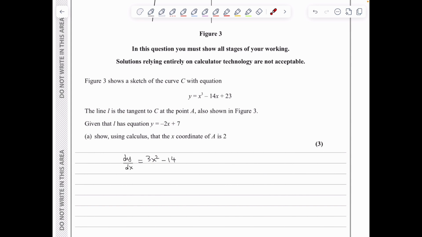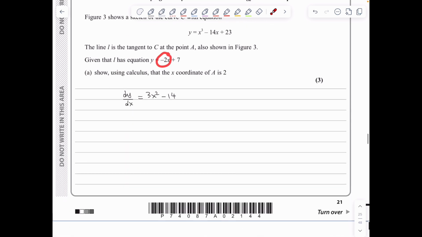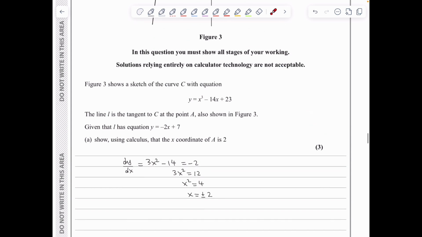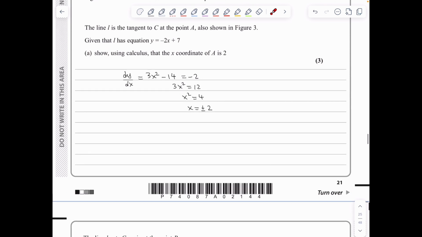And this is giving me the gradient of the curve, and we know that at the point A here, the gradient is negative 2, which is the gradient of the tangent here. So I will be equating dy/dx with negative 2, taking me to 3x squared being equal to 12, and therefore x squared is equal to 4, which means that x is plus or minus 2. However, looking at the sketch here, we can see that A is on the positive x-axis. So from the graph, we can see that at the point A, x is greater than 0, and therefore we conclude that x is 2.